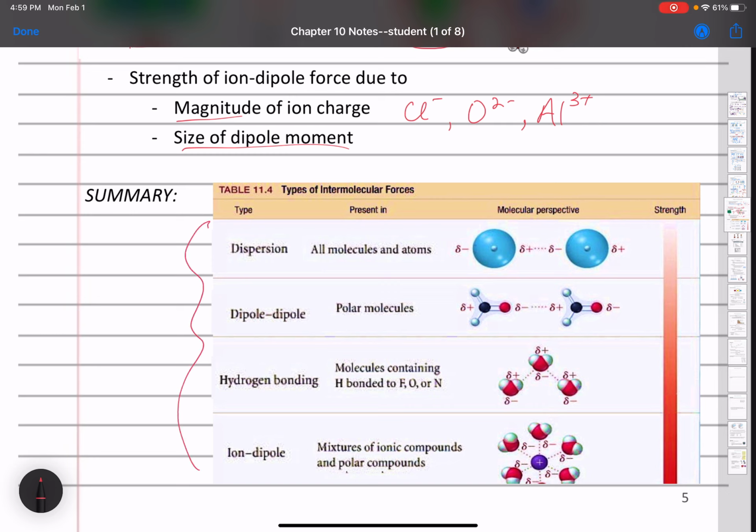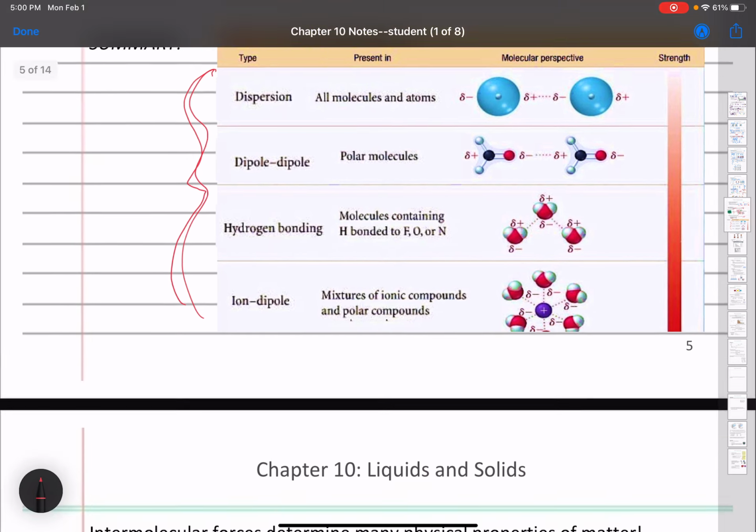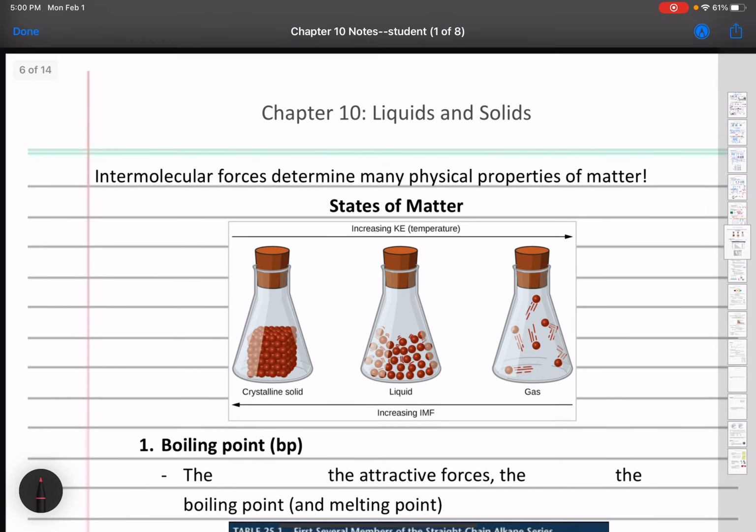I didn't go into ionic bonding because that was several chapters ago. This is a nice summary table of the different attractive forces that are really useful when you're reviewing, or if you are doing homework problems and you just need a little cheat sheet to refer to, to help keep them straight. This is a really helpful table, so I threw it in there.